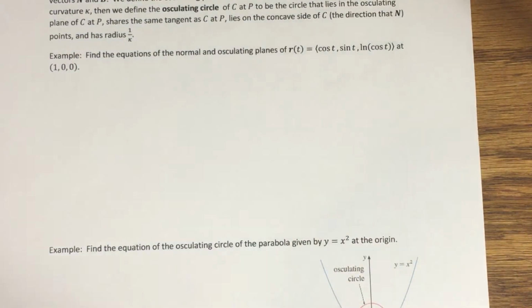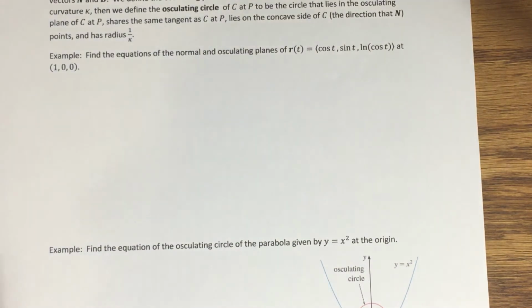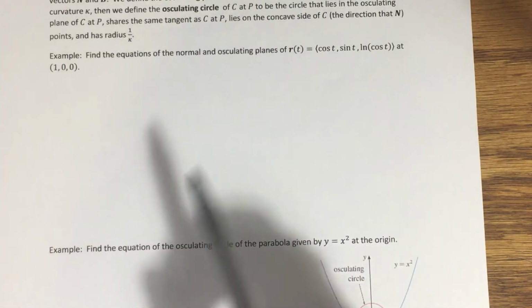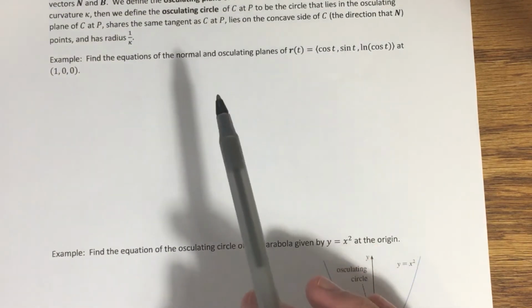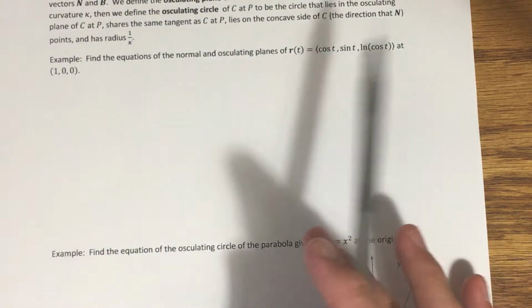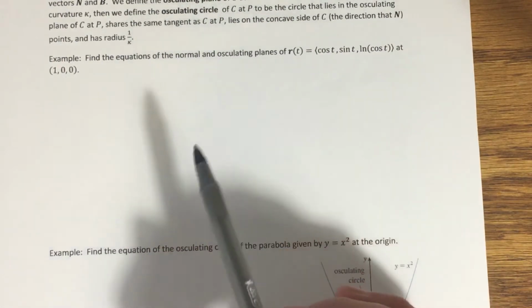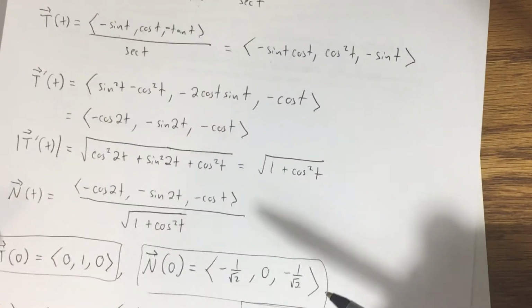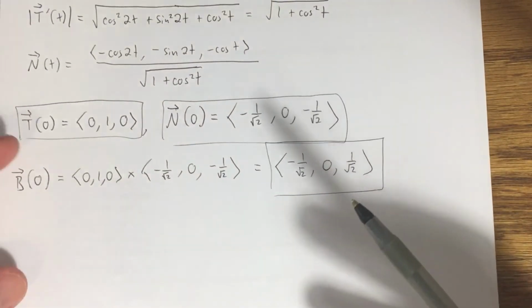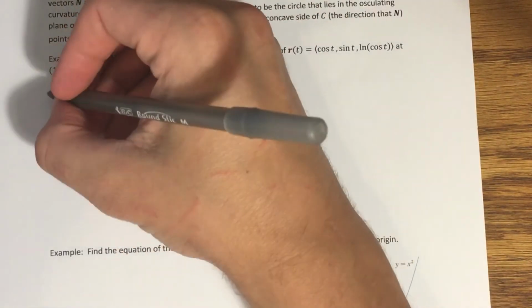So let's come up with an example where we want to find the normal and osculating planes of a given space curve at a particular point. We're going to reuse the previous example because, remember, these planes involve t, n, and b. And as we saw in that example, finding t, n, and b is a lengthy process. So it's nice to be able to use some stuff we already came up with. Let's start with the normal plane first.